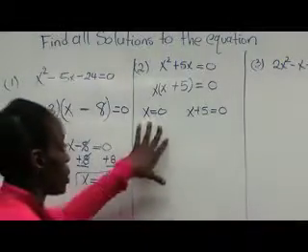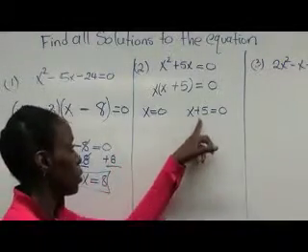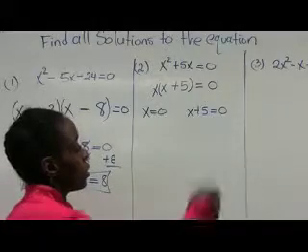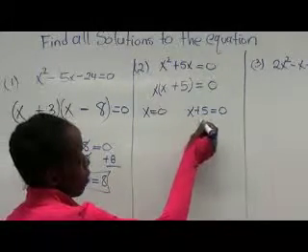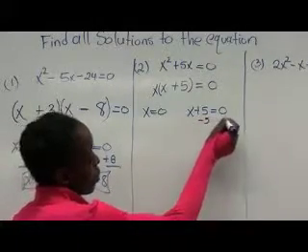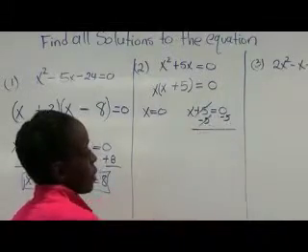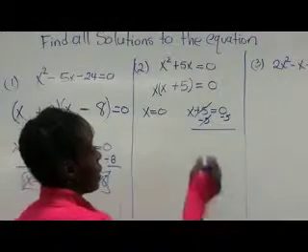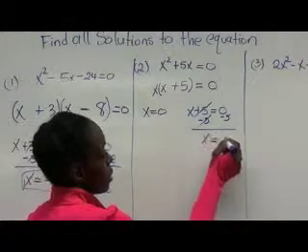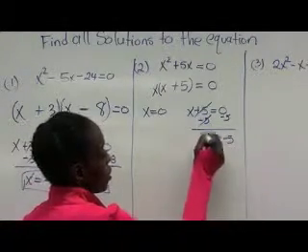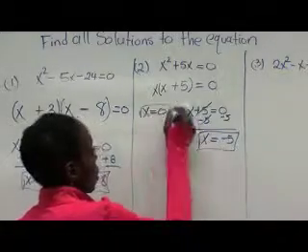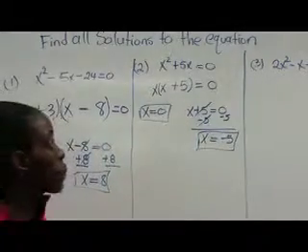This one is already solved for x, so what we need to do is solve this one for x. How do we do that? We subtract 5 from both sides of the equation. Positive 5, negative 5, that's 0, and all we have is x is equal to negative 5. So these are our solutions to this equation.